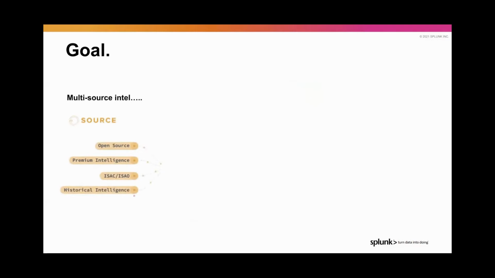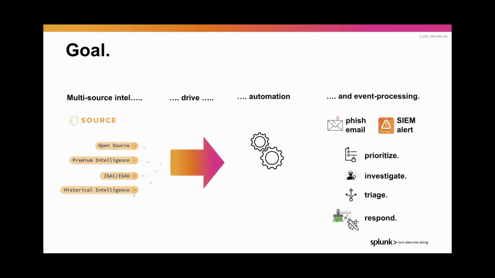Security teams have many goals. With respect to Intel and automation, security teams need to use intelligence from multiple sources to drive automation. Much of this automation is focused on security event processing.